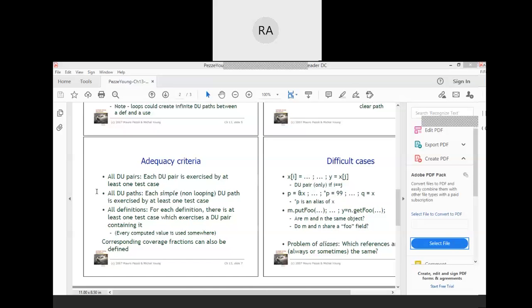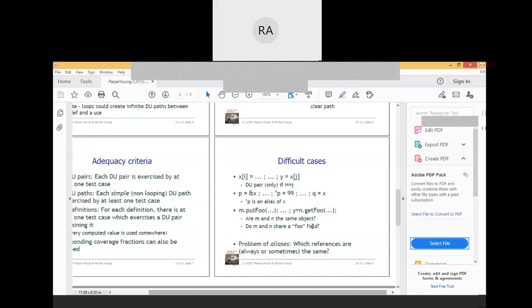Okay. These three criteria are basically used in data flow testing, and I refer to these three criteria as adequacy criteria with respect to data flow testing. That is all DU pairs, all DU paths, and all definitions. Okay, so this is about the adequacy criteria associated with data flow testing.